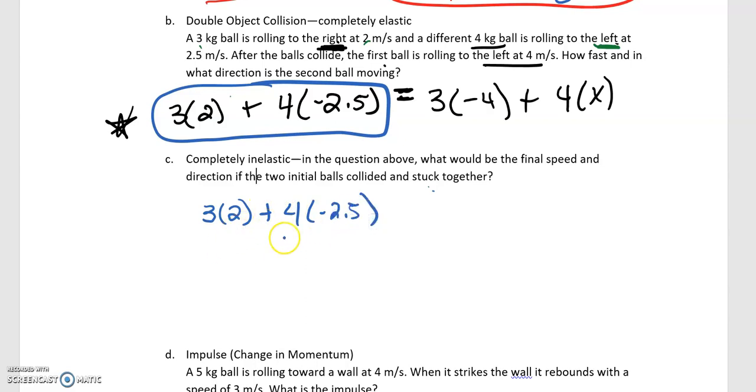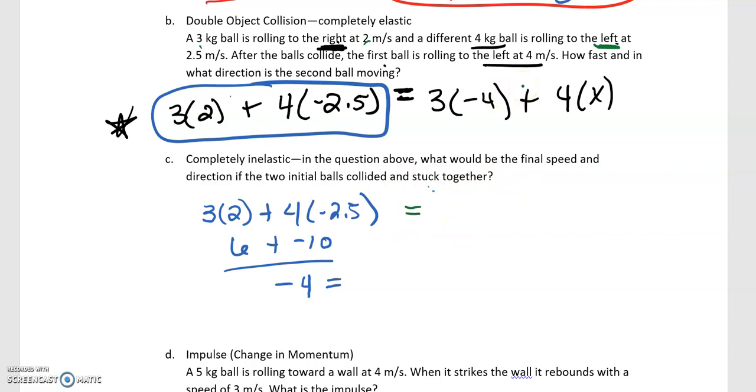So our initial values are still going to be the same. That's not going to change. So that was 6 plus a negative 10, and that gave us a negative 4 for the initial.